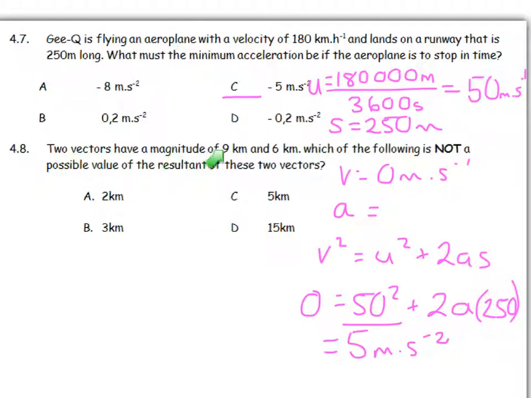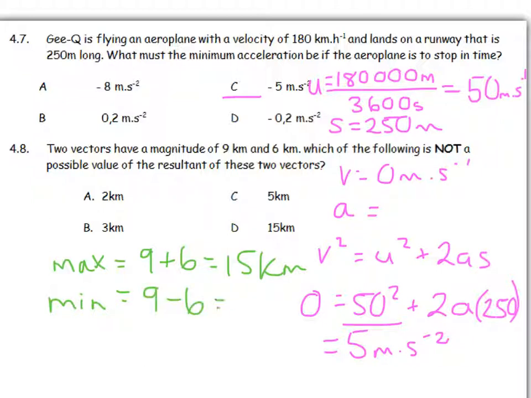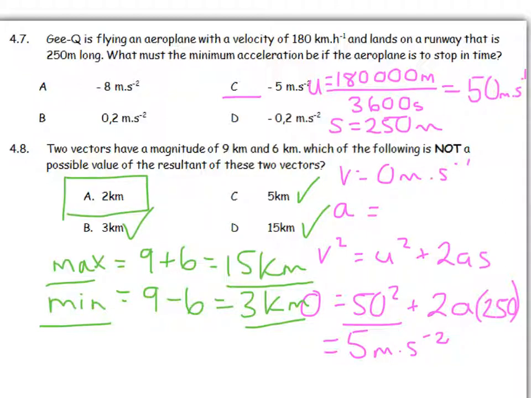Two vectors have a magnitude of 9 kilometers and 6 kilometers. Which of the following is not a possible value of the resultant of those two vectors? Remember, if I'm going for maximum resultant, I add, so it's 9 plus 6, and I end up with 15 kilometers. If I take a look at the minimum, I'm going to get 9 minus 6, which is going to be 3 kilometers. Now, since that is the maximum and that is the minimum, any number between 15 and 3 is possible. So, 5 is possible, 15 is possible, 3 is possible. The only one that isn't within those boundaries is 2 kilometers, and therefore A is your correct answer.